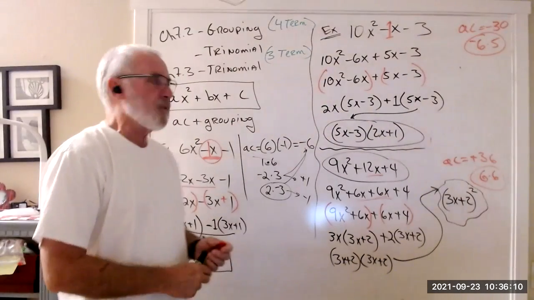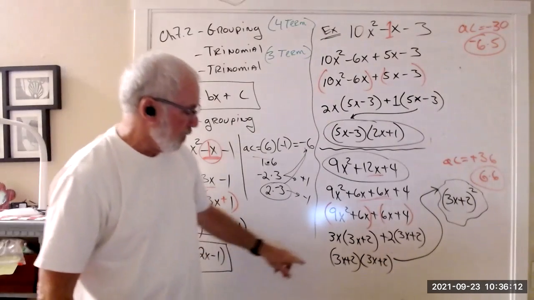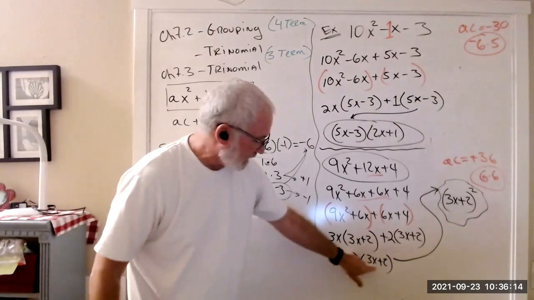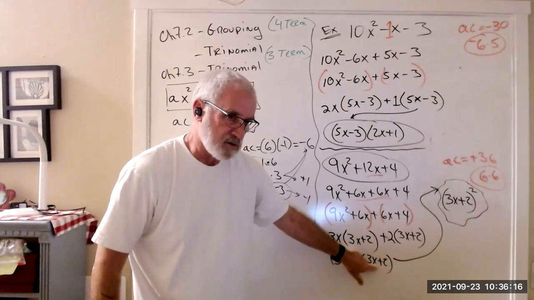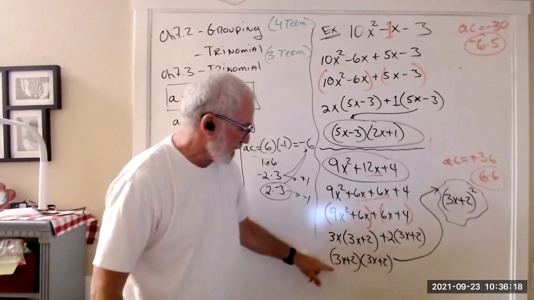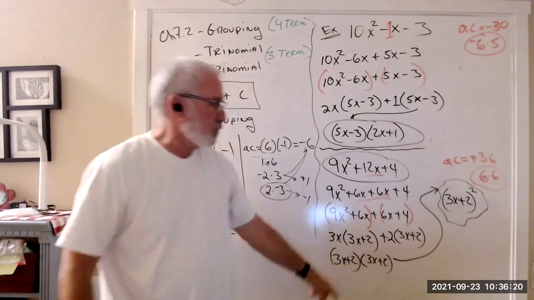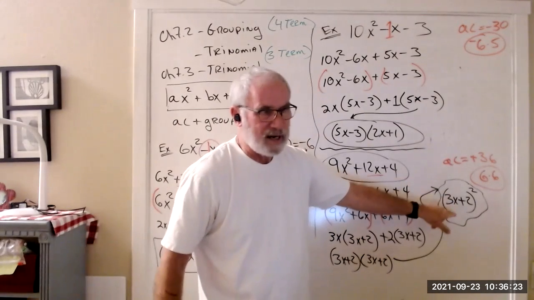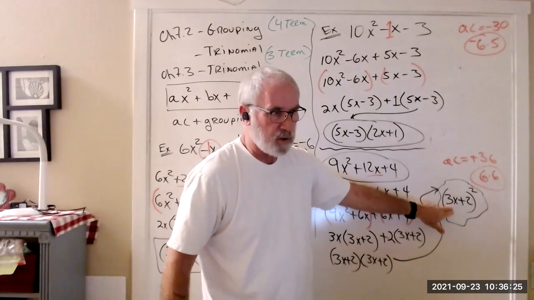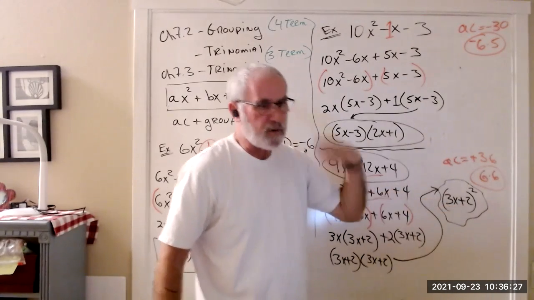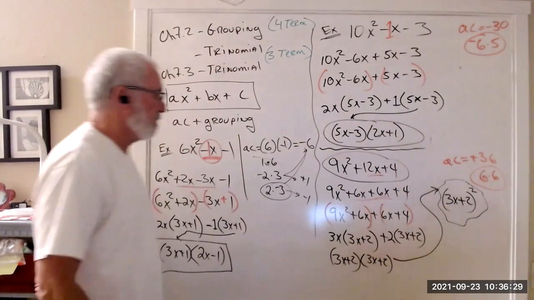So occasionally they will throw those at you where, when they factor, they have exactly the same two factors. Okay, 3x plus 2, 3x plus 2. So your best answer is (3x plus 2) quantity squared. So you need to be aware of that. The book gets a little bit nitpicky there.